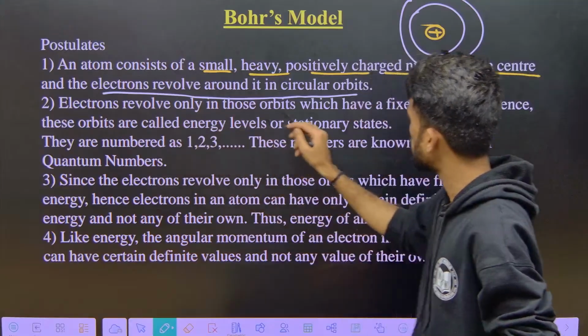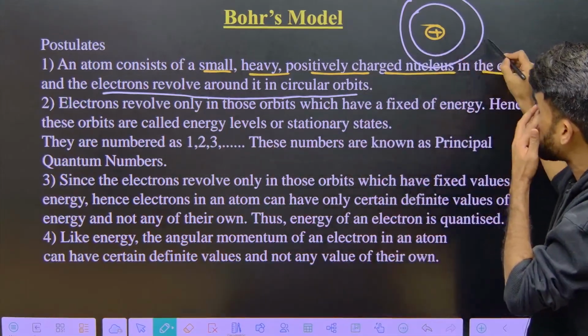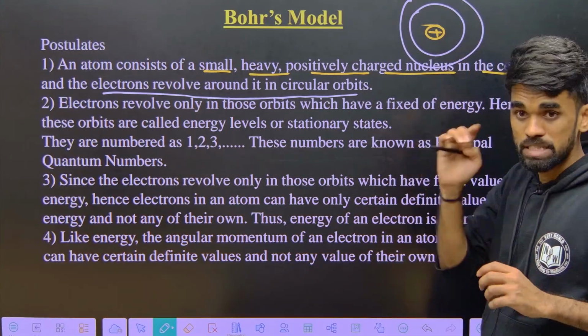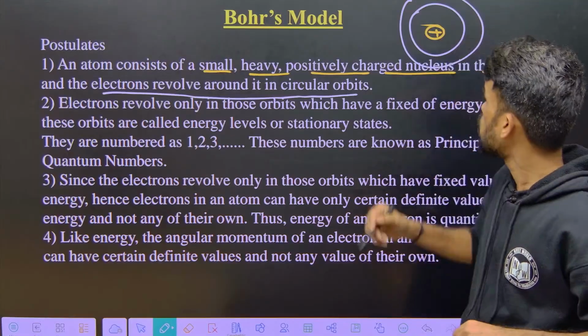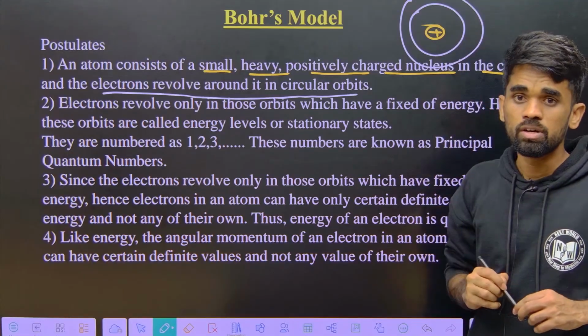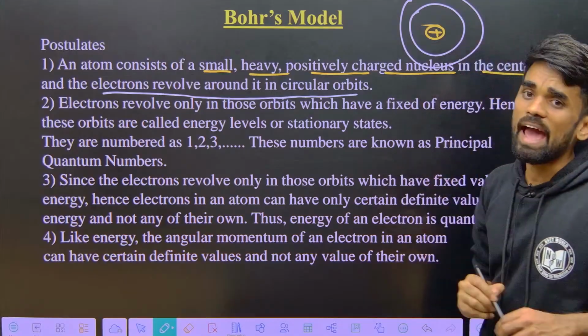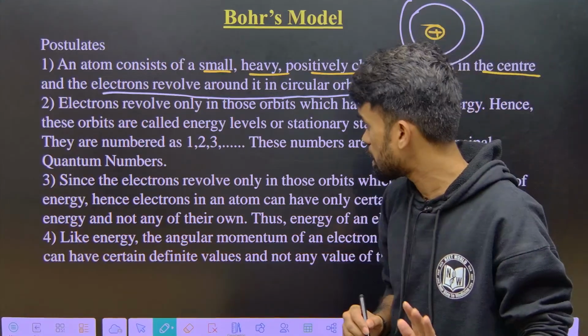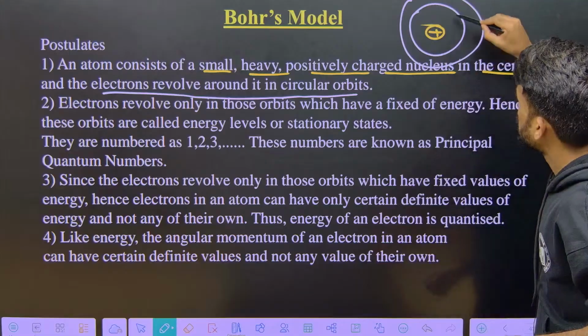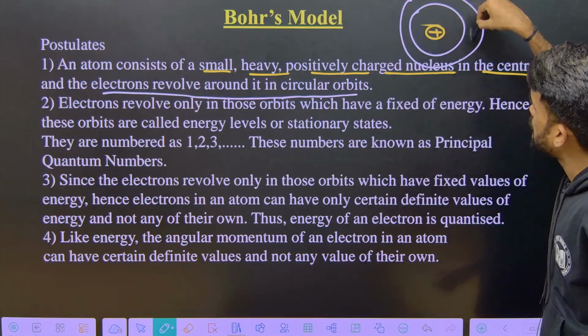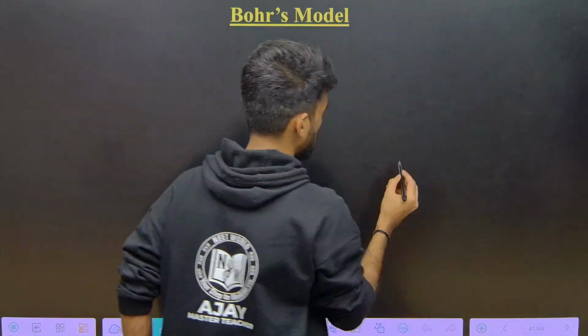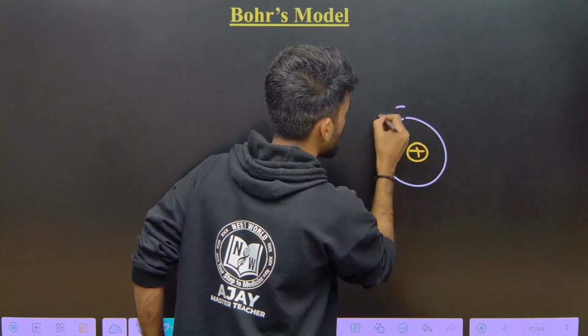Next, electrons revolve only in these circular paths, which are called orbits. Only those circular paths are allowed in which the angular momentum is quantized. What is that? I will tell you. These circular paths have fixed radius. See, I am taking here this is the nucleus, around which we have circular paths.